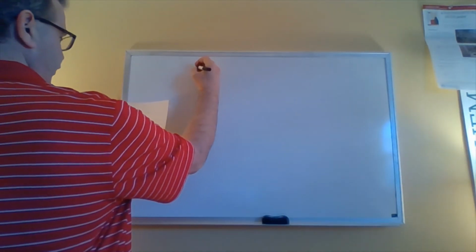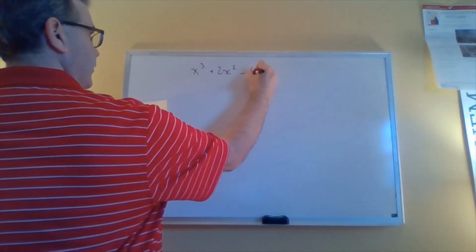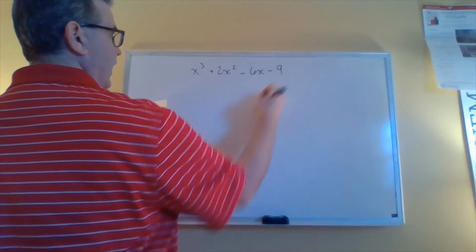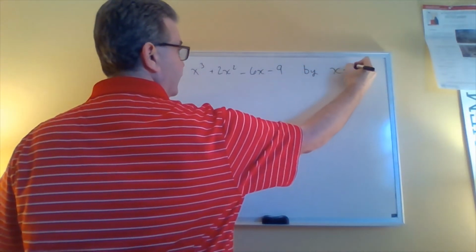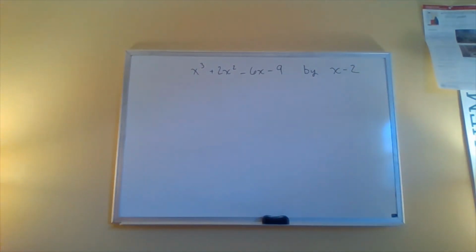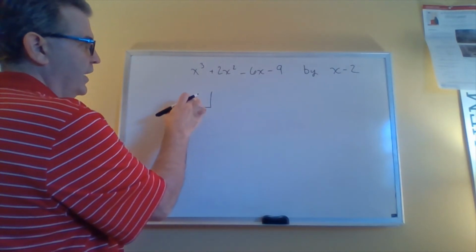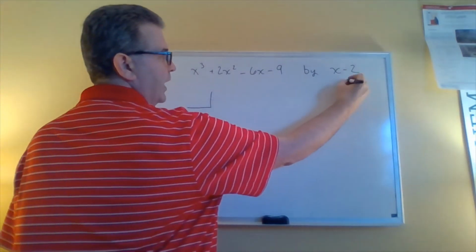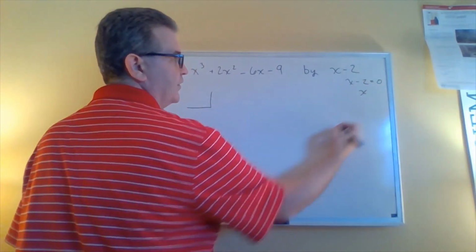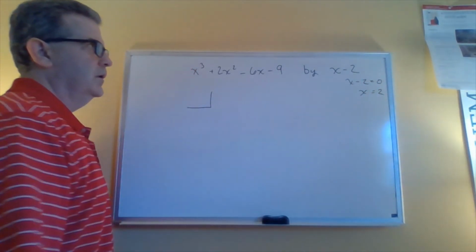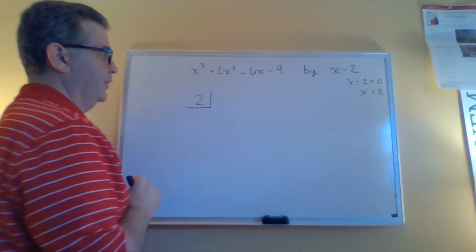Let's look at our next one here. We've got x cubed plus 2x squared minus 6x minus 9. We're going to divide that by x minus 2. Let's set up the problem. What goes inside this box? We look at what we're dividing by and set that equal to 0. So x minus 2 equals 0, or x equals 2. We just set this term equal to 0 and figure out what x is. That's what goes in this box.